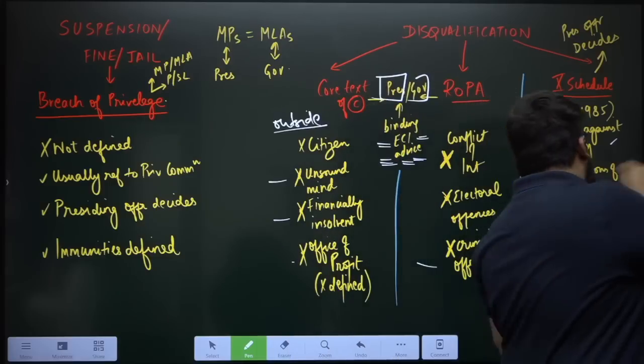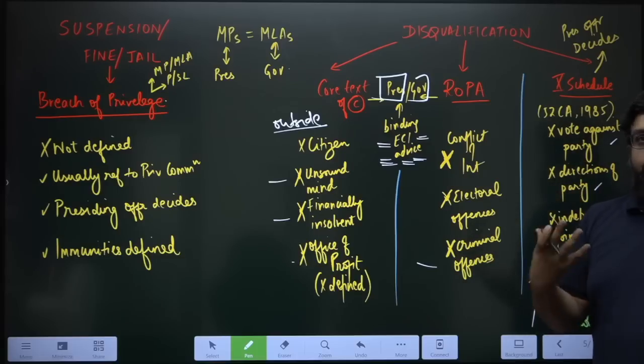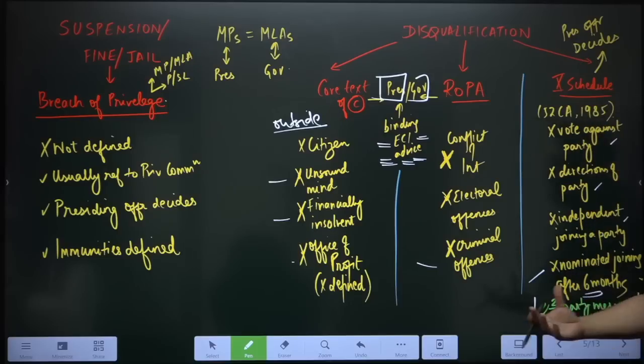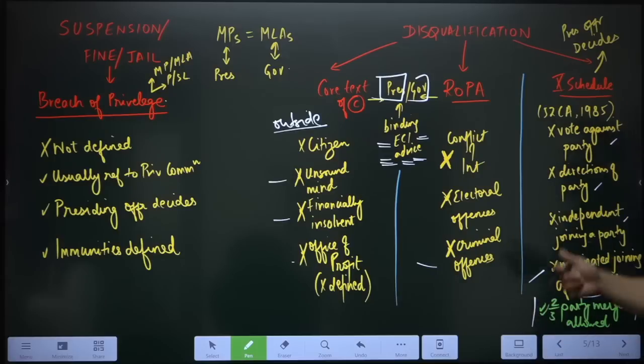Now, all of this, voting against the party, acting against the directions of the party, an independent person joining a party, or a nominated MP or an MLA joining a party, any of these cases, all of them are largely affecting the political majority within the house. They're largely impacting the work within the house. And who's the boss within the house? The presiding officer, which is why the presiding officer decides.